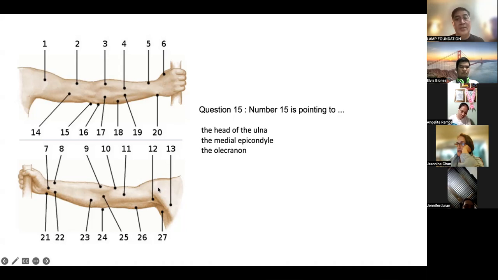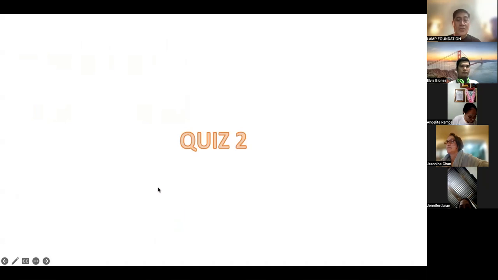Number 15 is pointing to what? Olecranon. No. Number 15. Medial epicondyle. Okay. Congratulations. Good try, ma'am. Alam ko medyo na-stress ka.